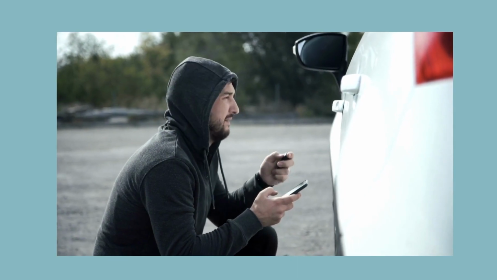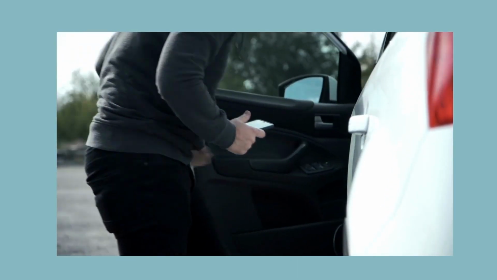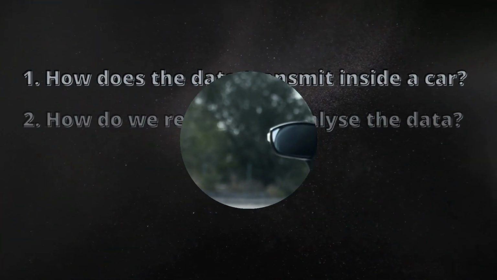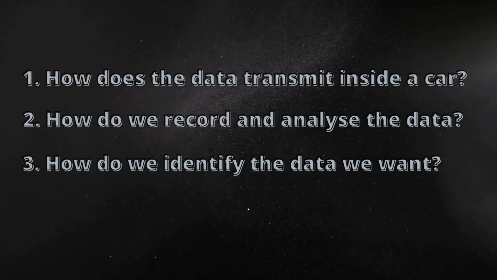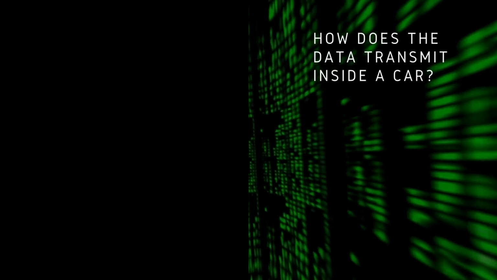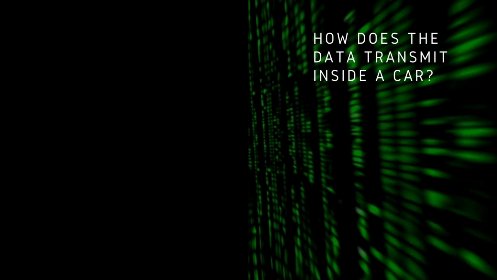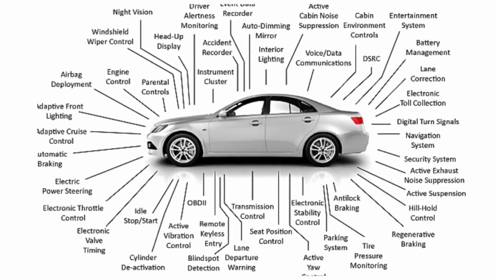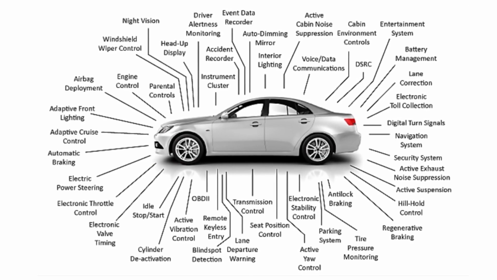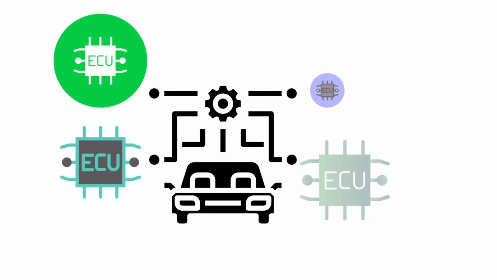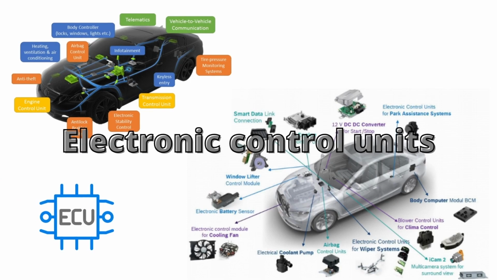In this video, I'm going to explain one of the modern ways to do it, which is reverse engineering. To start with, there are 3 questions we'll be focused on. The first question is, how does the data transmit inside a car? Modern automobiles contain hundreds of onboard computers, processing everything from vehicle controls to the infotainment system. These computers, called electronic control units, control things like engine performance and the power steering.